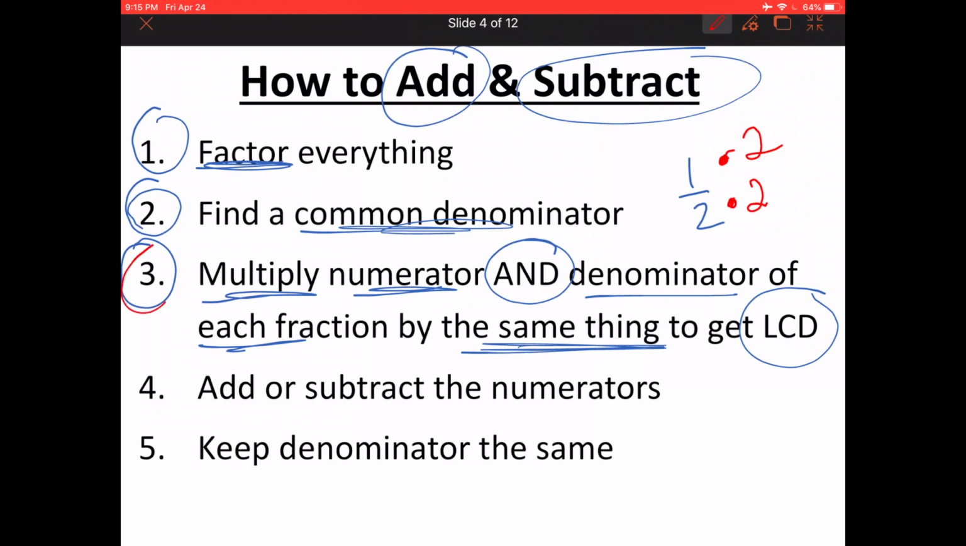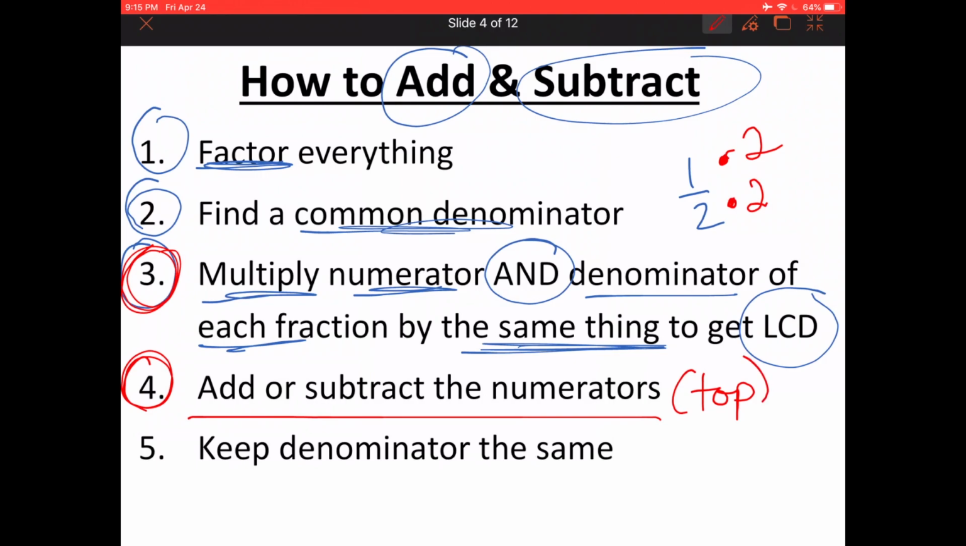So that's what step 3 is telling us, okay, that to get that common denominator, whatever you do to the bottom, you have to do to the top. Step 4, once you have that common denominator, just add or subtract the numerators. Remember, the numerators are the top, so just add or subtract straight across the top.